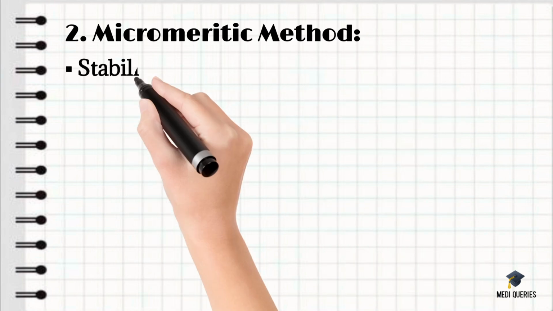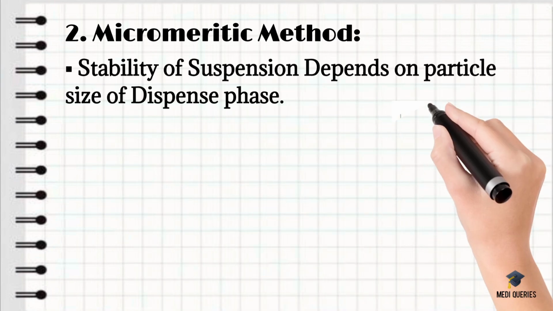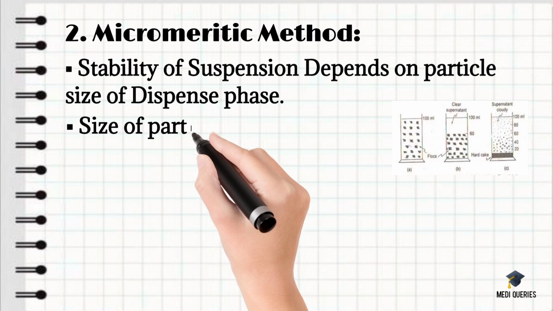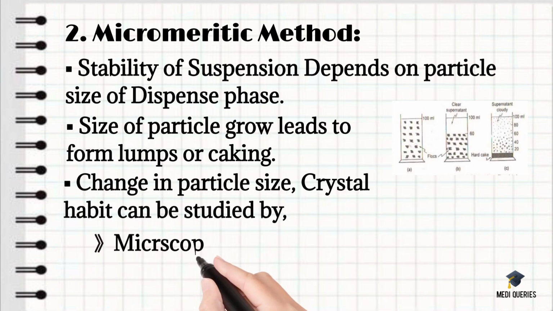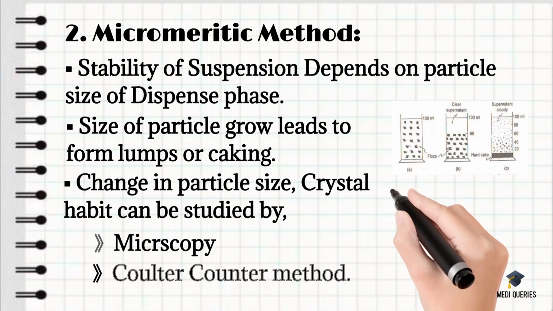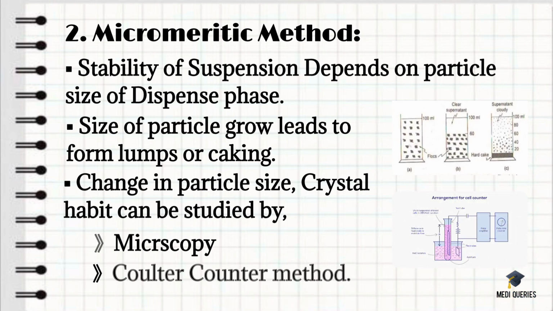Next one is the micrometric method. The stability of the suspensions depends on the particle size of the dispersed phase here. The size of the particles in the suspension may grow and may ultimately lead to the formation of lumps or caking for some types of suspensions. So any change in the particle size with reference to time will provide useful information regarding the stability of the suspension here. A change in the particle size, distribution and crystal habit may be studied by microscopy and Coulter counter methods. So by using such methods we determine the particle size here.